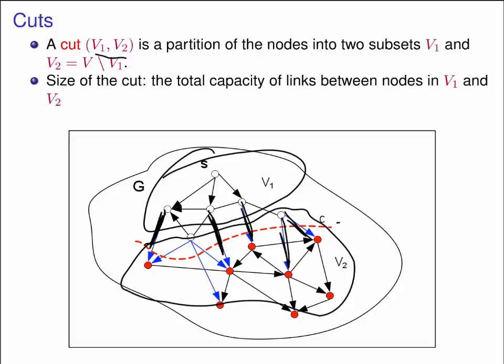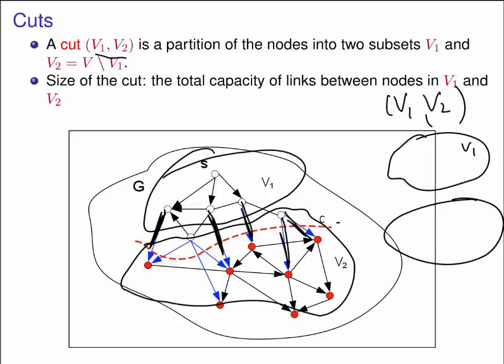In directed graphs, the ordering of sets V1 and V2 is important. For example, if we have a directed graph and we have a cut between V1 and V2, we only count links that connect nodes in V1 to nodes in V2. We don't count links in the opposite direction. So if there exists a link in the opposite direction, we will not count this link, and this link will actually contribute to the cut from V2 to V1.